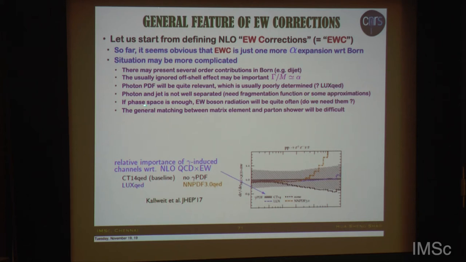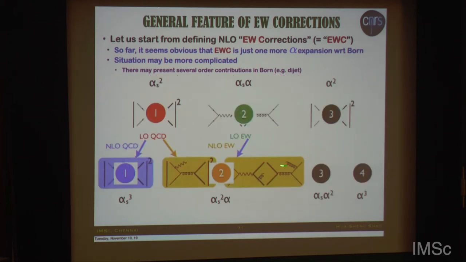So another issue you have: in the previous case, for example, here, usually we emit a photon because the photon is infrared unsafe. You need to cancel the divergence. But why not ask to emit the weak boson as well, for example, W or Z, right? And they contribute at the same order. The only thing is, probably if your phase space is not enough, there are some phase space suppressions, right? However, if your phase space is enough, for example, at the LHC, then WZ radiation could be big as well, right?